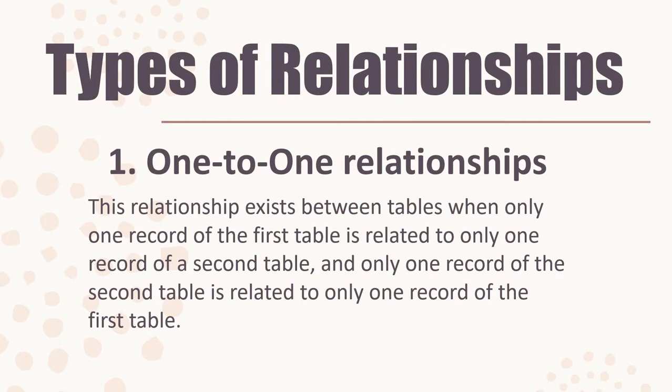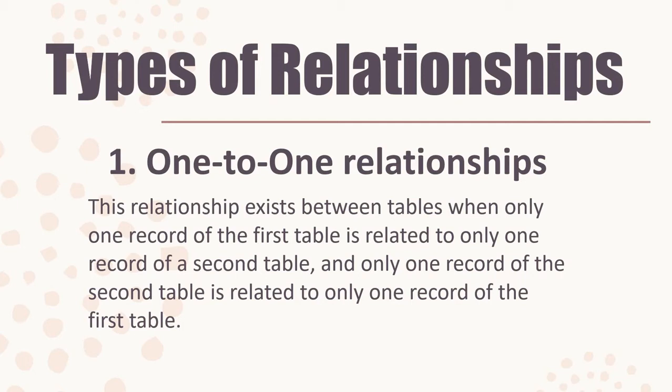Okay, let us have this one-to-one relationship. Okay, kapag sa tunay na buhay, one-to-one relationship, si babae ay nag-iisa lamang at ikaw ay merong iisang karelasyon at si lalaki ay ikaw lamang ang karelasyon. Ibig sabihin, that is one-to-one relationship. In our database, the relationship exists between tables when only one record of the first table is related to only one record of the second table and only one record of the second table is related to only one record of that first table.